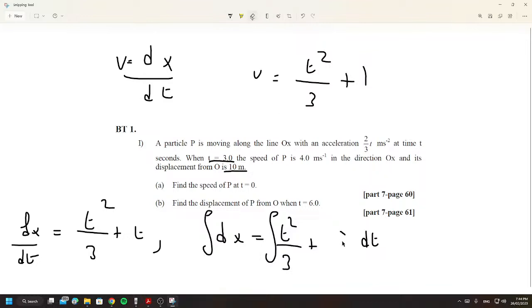That's not a 1, that's an arrow. Okay. So now, when we integrate, we're going to get x is equal to... So let me check your solvings, just to double check that I'm going correctly here. Yeah. So x is equal to t cubed over 9 plus t plus c. Now we have to find c.